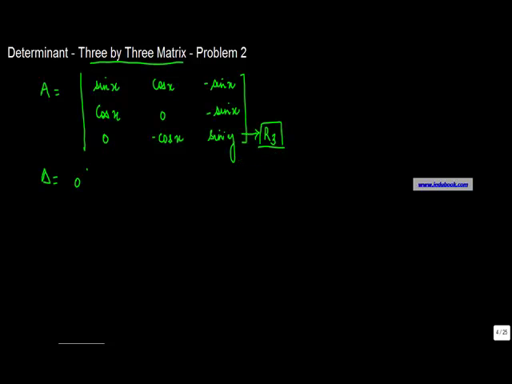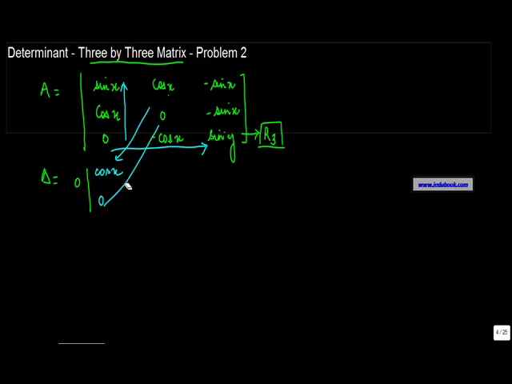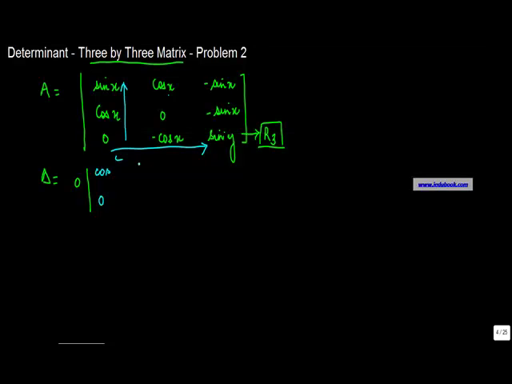We get 0 into, now if you take 0, you need to knock off this row and this column. So what are we left with? We are left with this particular portion. So we write this here, cos x, which comes here, 0 here, right? Then minus sin x over here and minus sin x over here. Now the first one is the positive sign, the second one is negative.